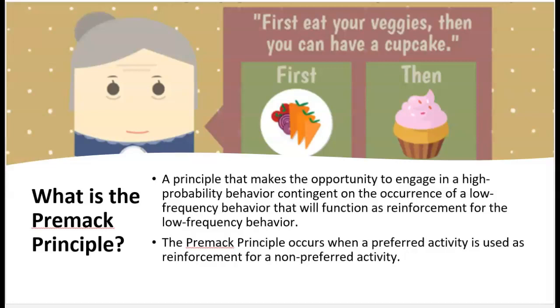So looking a little more into preferred and non-preferred activities, a less preferred activity is defined as one in which the individual is unlikely to choose to do on their own, therefore developing the term low probability behavior. A more preferred activity is an activity that the individual would likely choose to engage in on their own, a high probability behavior.